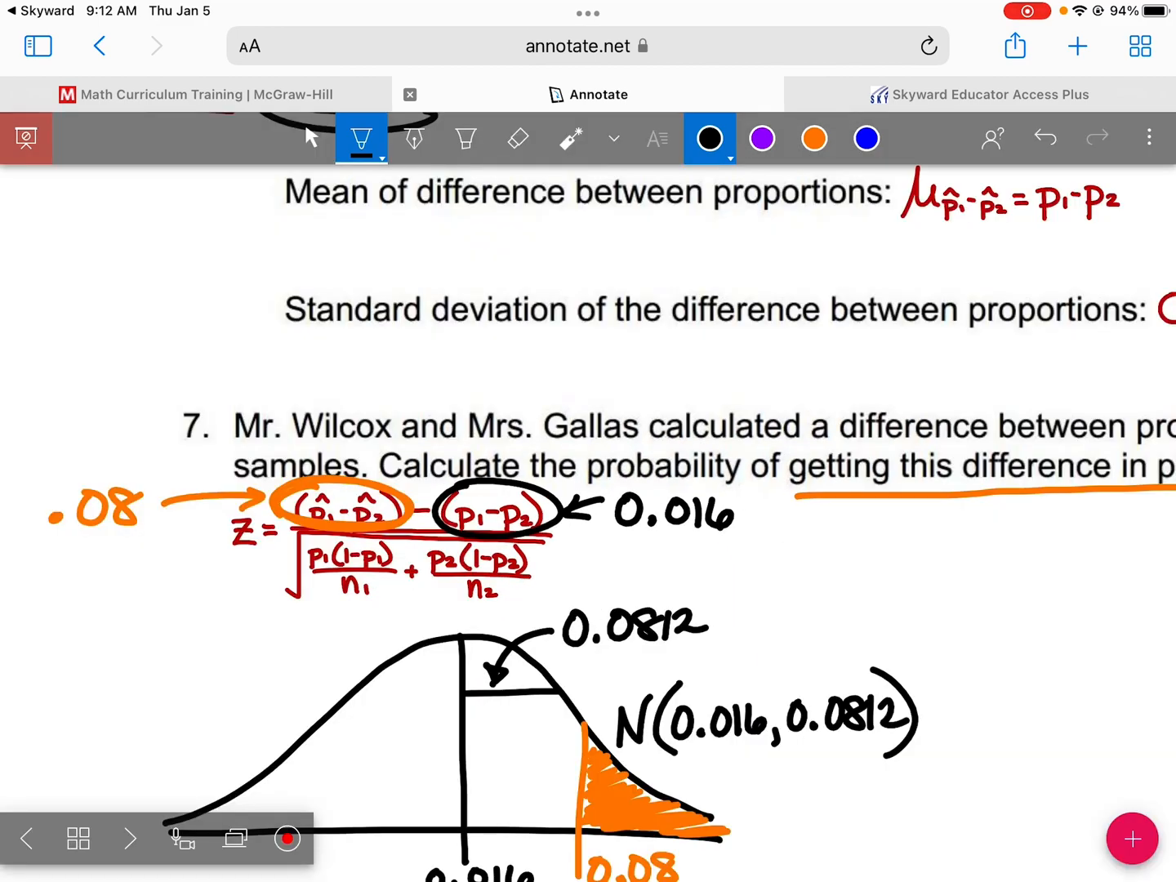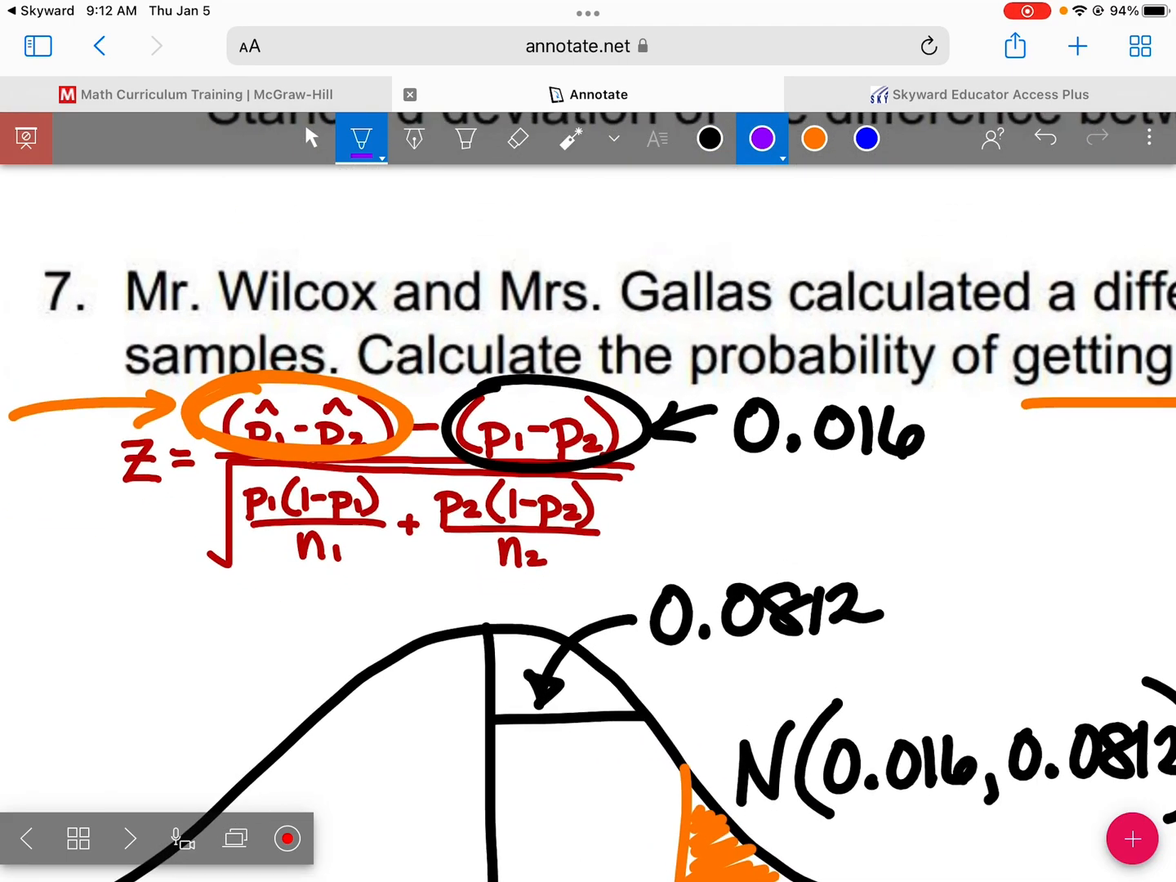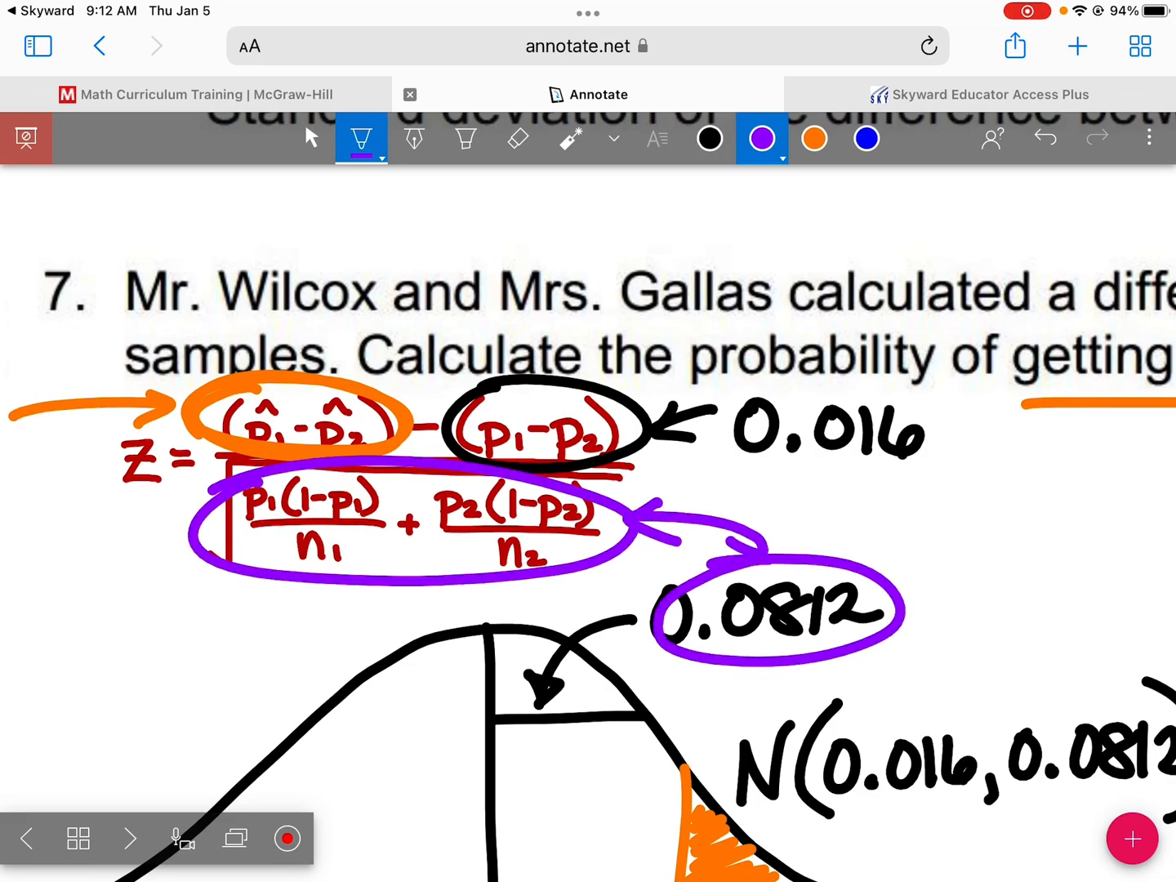What is this thing on the bottom? That's my standard deviation. Do we have that value? Yes, we do. That's this part right here. So we can calculate our z-score, or we can put this right into our calculator because we have our lower end. What would we put in for the upper bound?